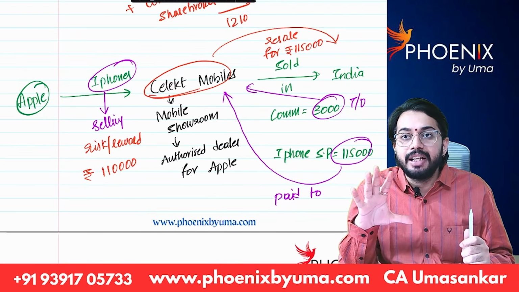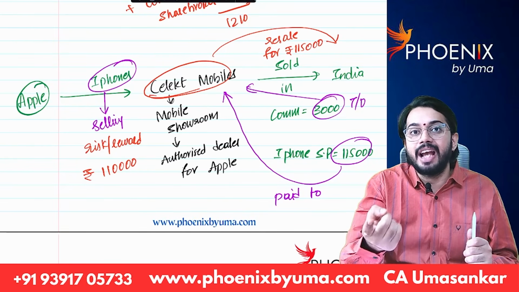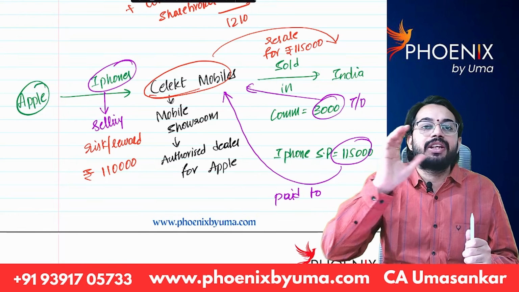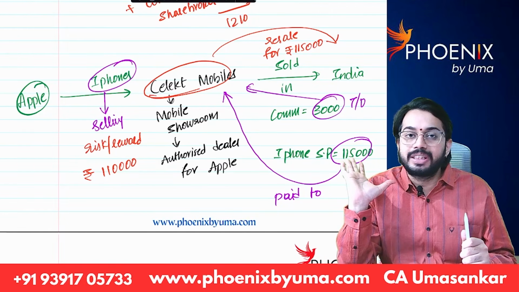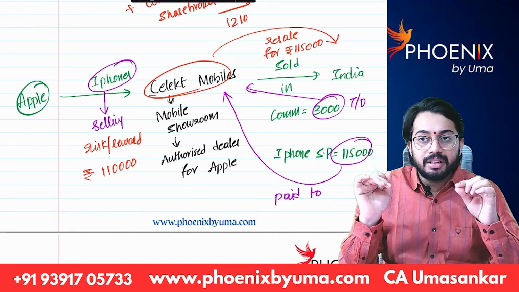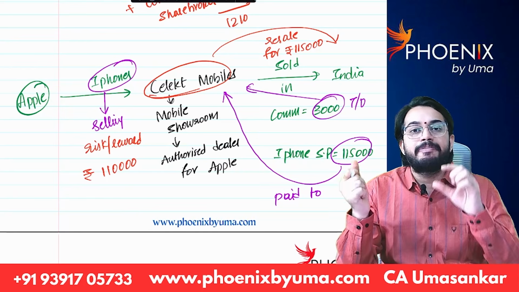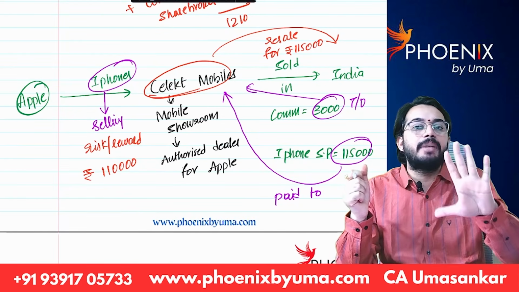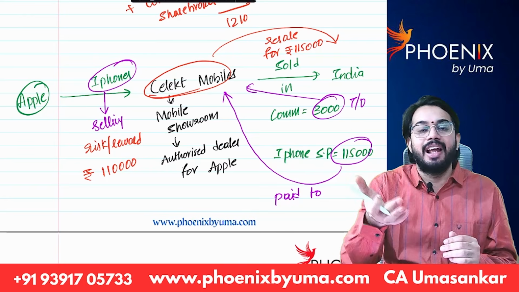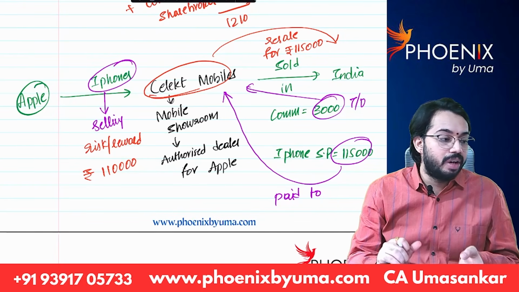Are you able to understand? So in this case, if Select Mobiles resells in India and makes 1,15,000, the total 1,15,000 is treated as turnover of Select Mobiles. Very simple. Whether the person in India is an agent or a reseller matters. If the person in India is an agent, only commission will be treated as turnover. If the person in India is a reseller, then the total amount received on sales will be taken as turnover.